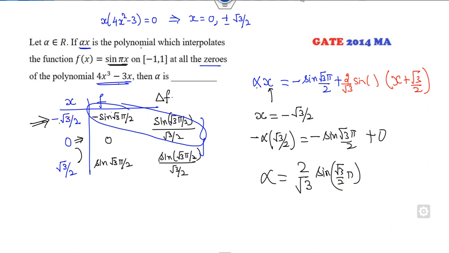Now you can do its calculation. You will substitute here. You will get some answer as 0.47 something. You can substitute here, this is the right answer of the problem.